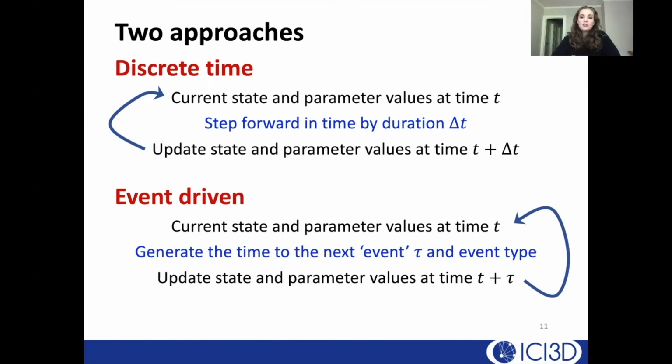This is different from event-driven simulation, where you have a non-fixed amount of time in between the events. So you again start with a state and parameter values at a time t, but then you generate the time to the next event, we'll call it tau, and the event type. So tau is often drawn from a probability distribution. But the important part is that it's not fixed. So it varies from event to event. But again, you update your state and parameter values, and then also the time to t plus tau.